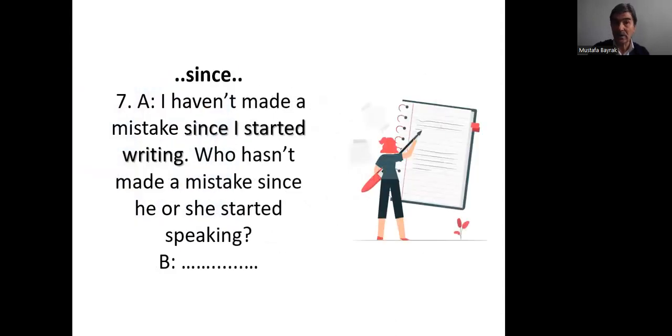Since clause, we are going to make a since clause. Okay, 7. I haven't made a mistake since I started writing. Okay, since clause: since I started writing. Who hasn't made a mistake since he or she started speaking? Mrs. Brady hasn't made a mistake since she started speaking.